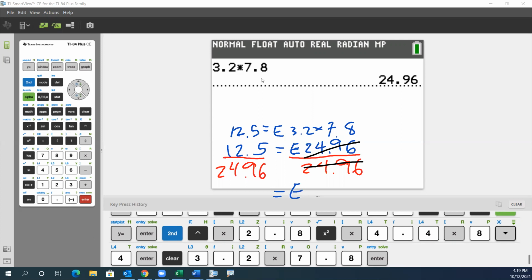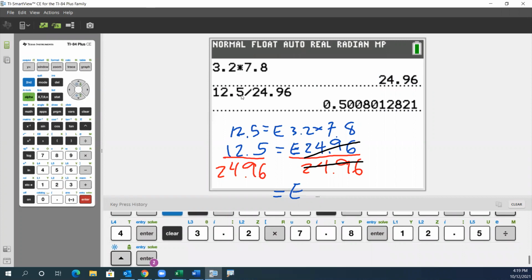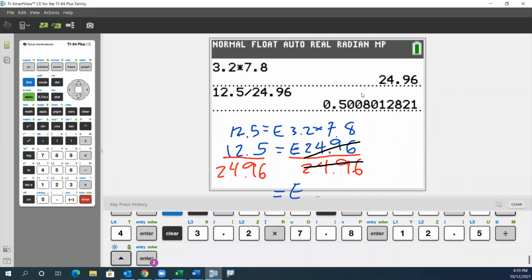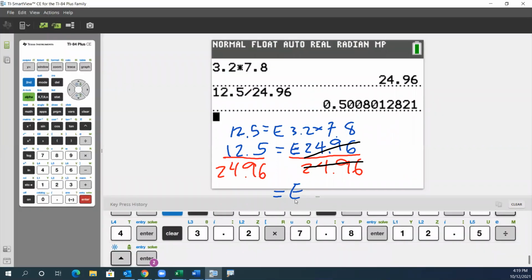So now we can take 12.5 divided by this guy, and we get this number. Let's see, and it says to do this to one decimal place. One decimal place is 1/2, and it doesn't really say what the units are. So I'll just say 1/2, and that'll get the job done.